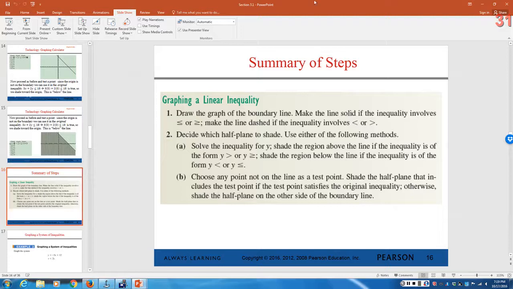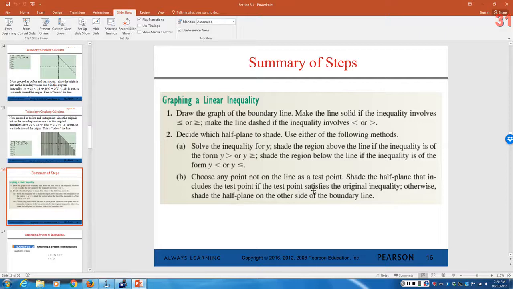Understood. Okay. So here's the summary of the steps. Draw the graph as a boundary line. Make sure the line is solid if the inequality involves less than or equal to or greater than or equal to. Make the line dashed if the inequality is either less than or greater than. Then you decide which half plane to shade, because your line divides your graph in half. So you decide which half to shade by choosing a test point. Now, this one says solve it for y and shade above if the inequality is of the form greater than or greater than or equal to, and below if it's less than or equal to.